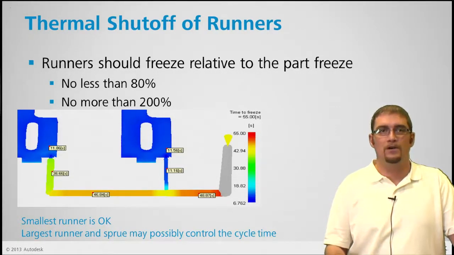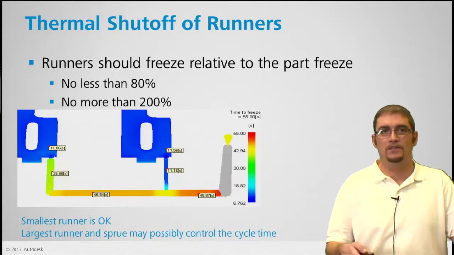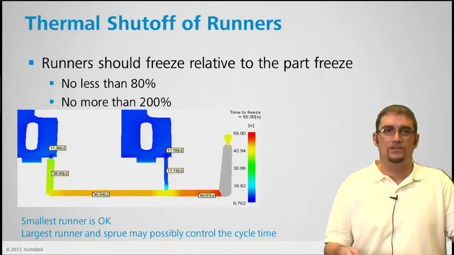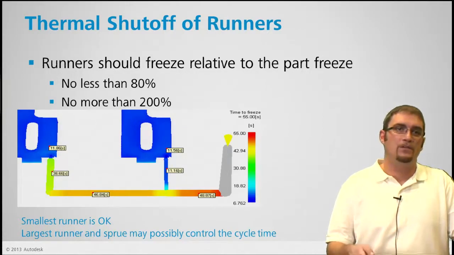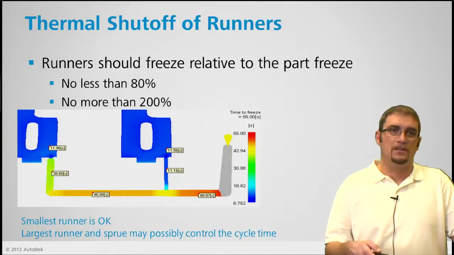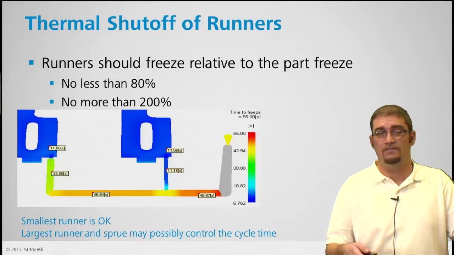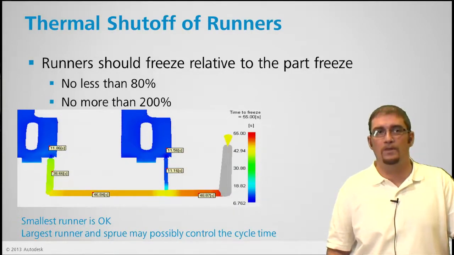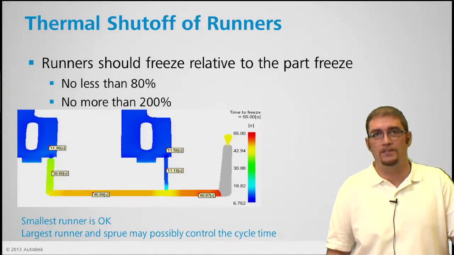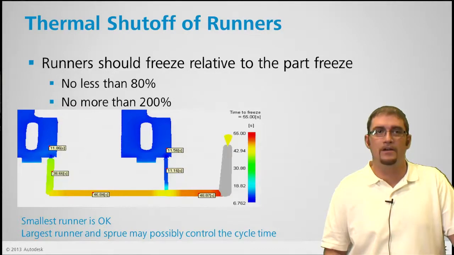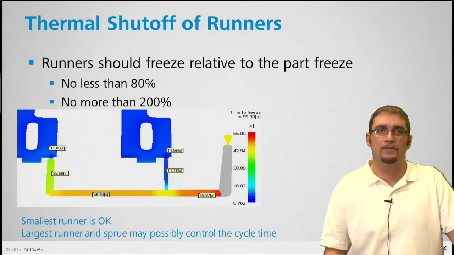cycle. So in this image here, you can see the part on the right. That is a good setup. The one on the left, you can see the freeze time for the gate region there, runner system, is over 3 times what the part is. So the feed system's going to control the cycle here, and you're wasting cycle time.